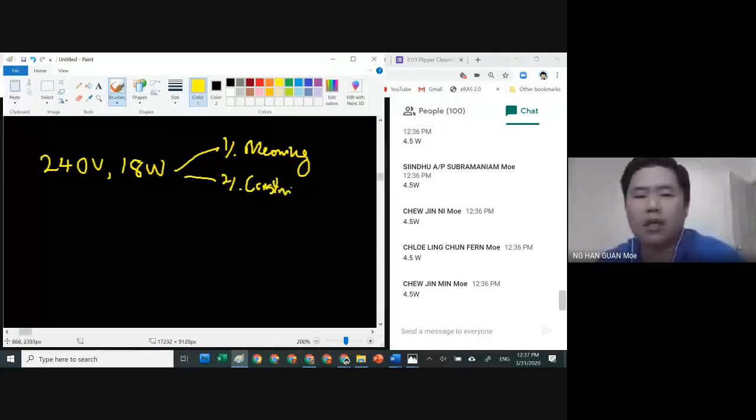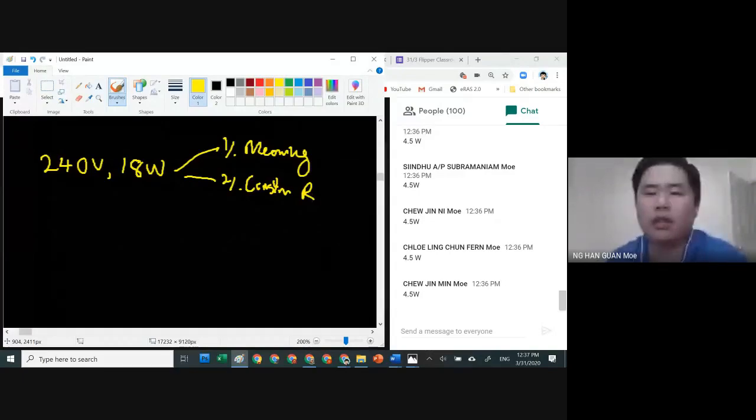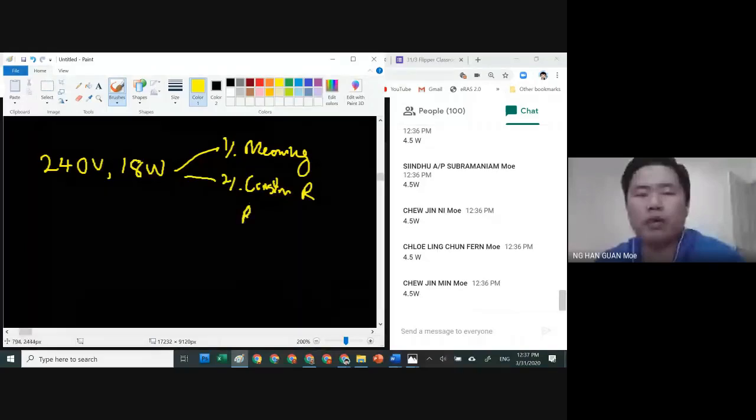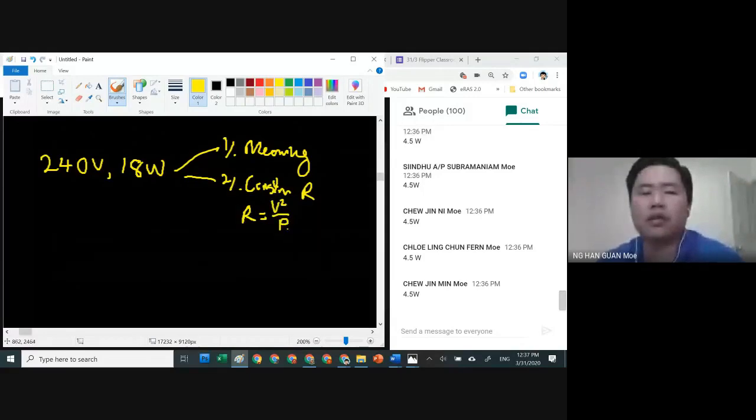Constant R. How to get this constant R? By R equal to V squared over P. From here, this one is P, here is V, so that's why V squared over P, you will get the constant R of the bulb. And then the last one.